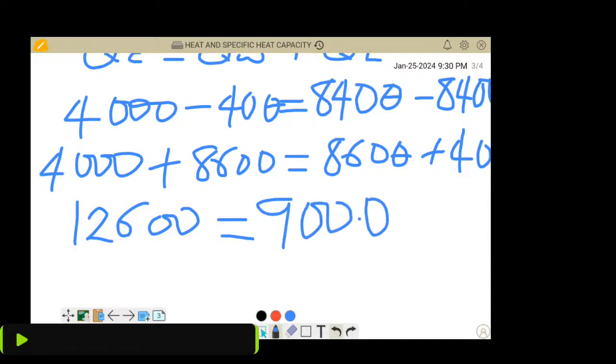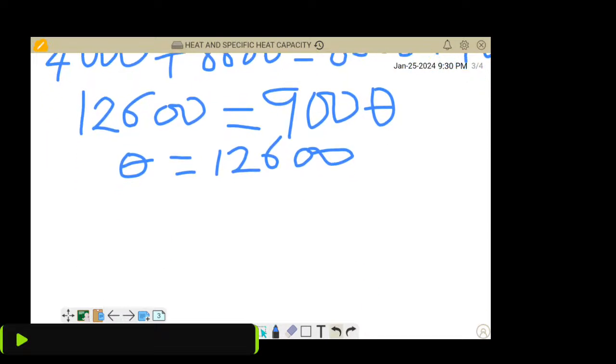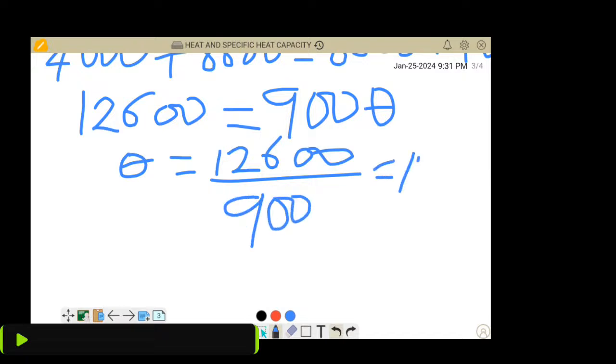Okay, making theta the subject of the formula, we are going to have 12,600 divided by 900, and this will be equal to 14 degrees Celsius. That's the temperature of the mixture we've been looking for.